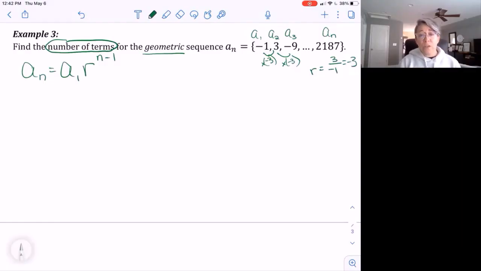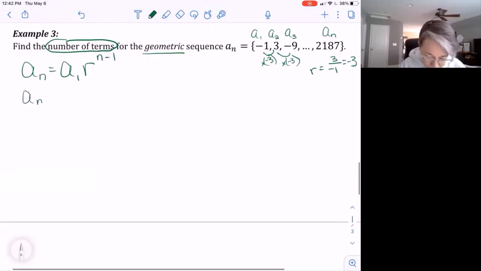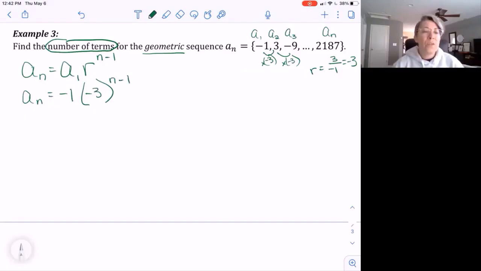So in our formula to the left, we know not only the first term that was given to us, correct? -1, we know the common ratio, which is -3 to the n minus 1. So now we have the formula for the sequence. We have to find n. Well, we know a sub n. We know that entire term is 2,187. That's our last term in the sequence. We just want to know what's n. What number term is that?